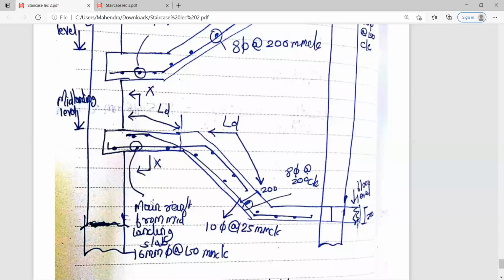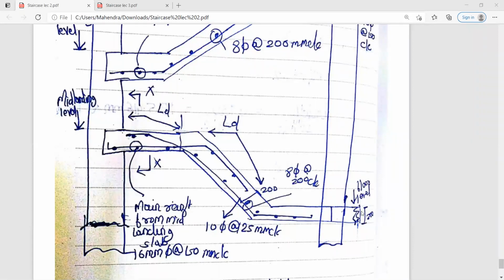And this is the main reinforcement for landing and mid landing. Main reinforcement we have provided, that is 16 millimeter phi at the rate of 150 millimeter center to center, is the main reinforcement provided for the landing and mid landing. And this 10 phi, again the main reinforcement for the flight. Main reinforcement for the flight is being provided, that is 10 phi at the rate of 125 millimeter center to center. And this one is your secondary reinforcement, that is for secondary reinforcement we had used diameter 8 phi at the rate of center to center.